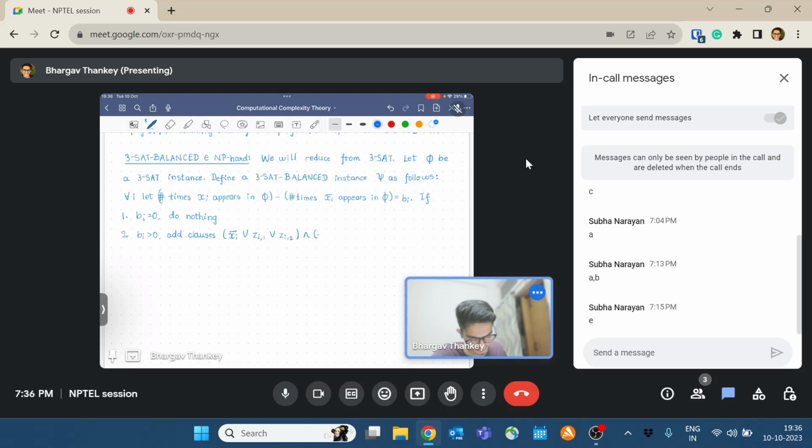Right? Yeah. This will only work if the difference is even. And what if the difference is odd?